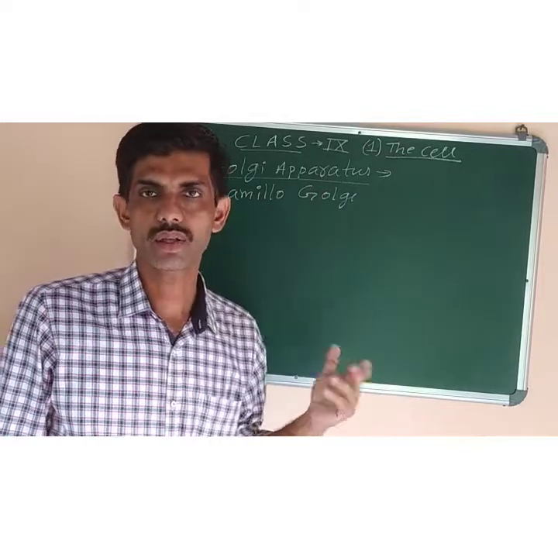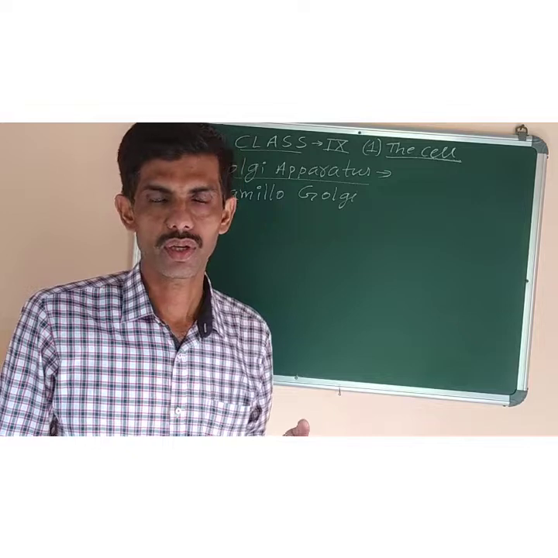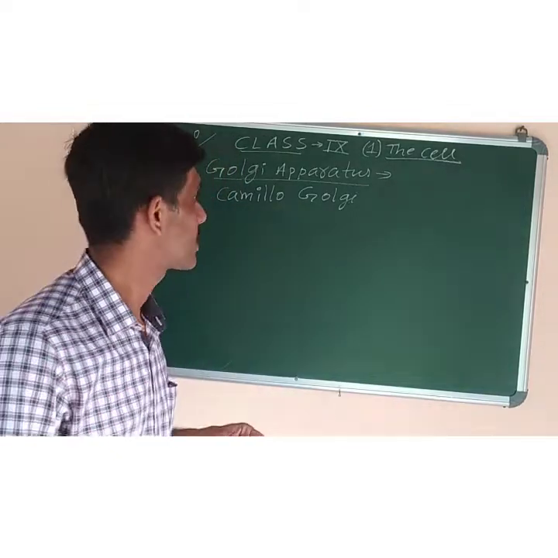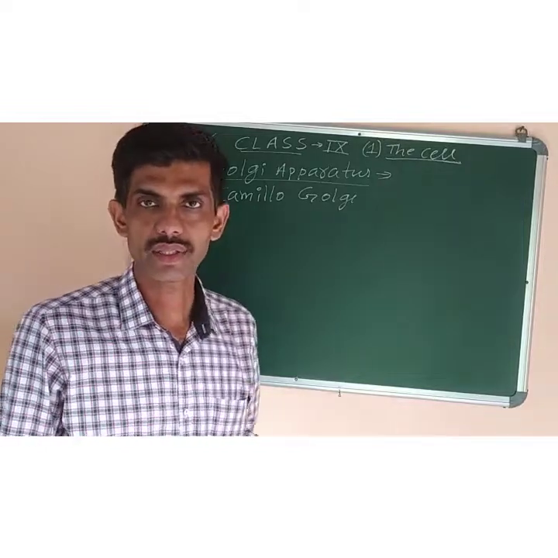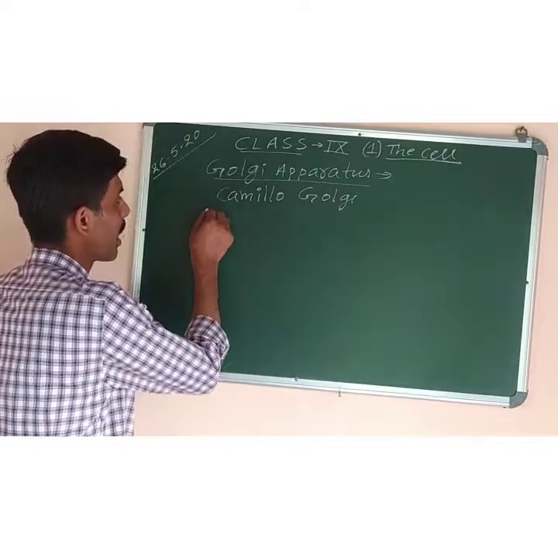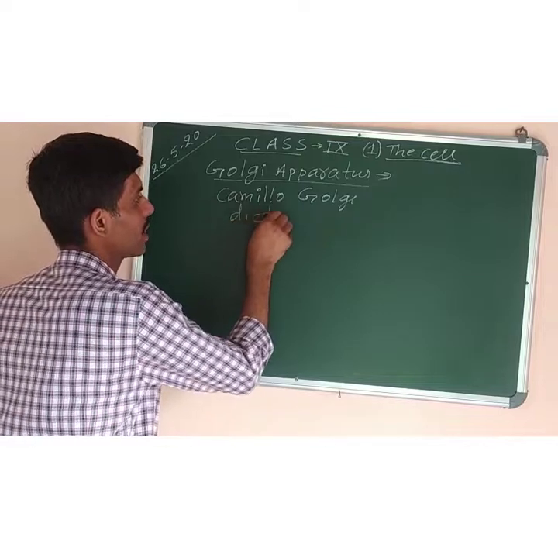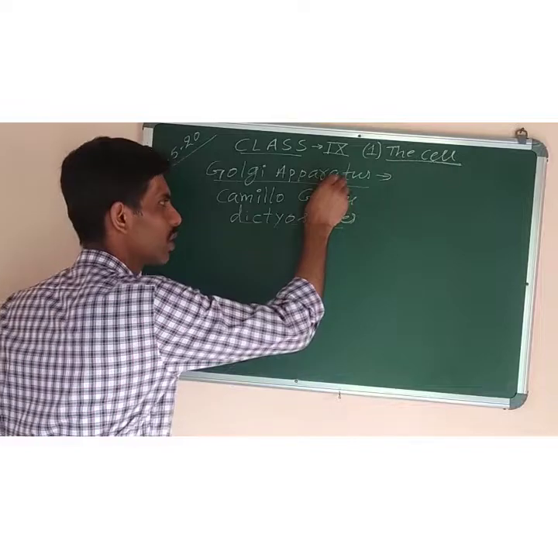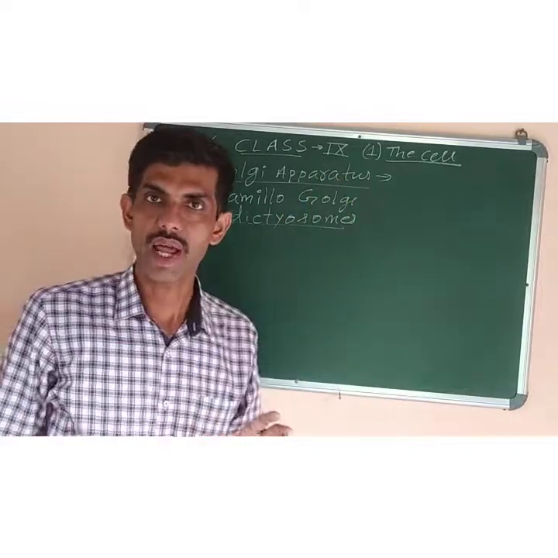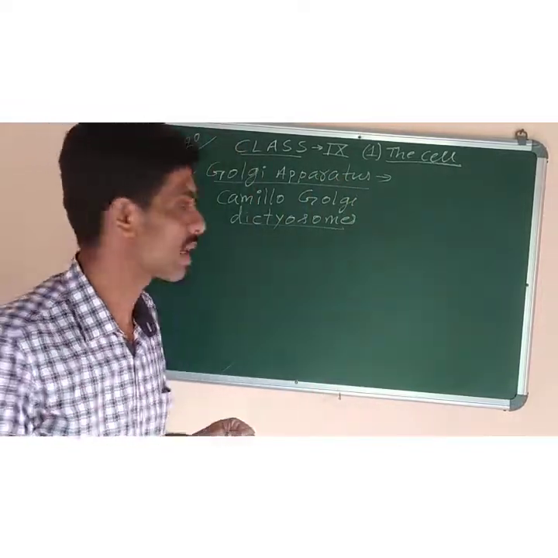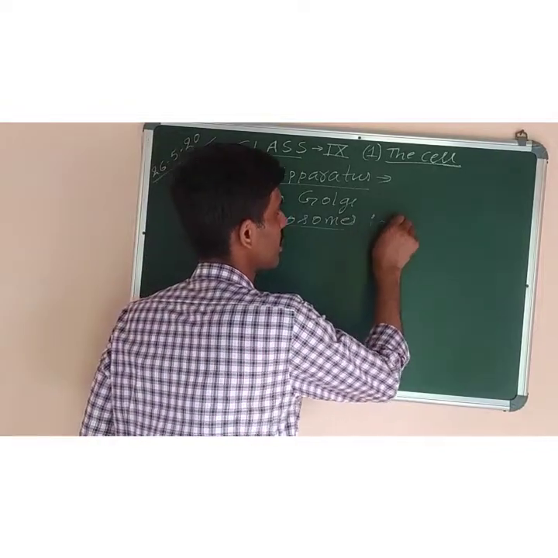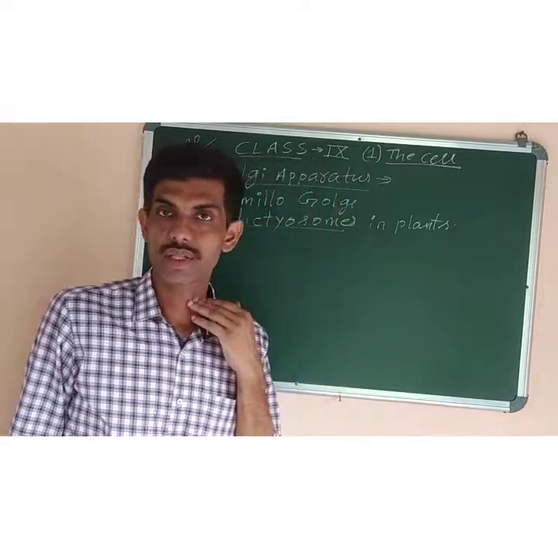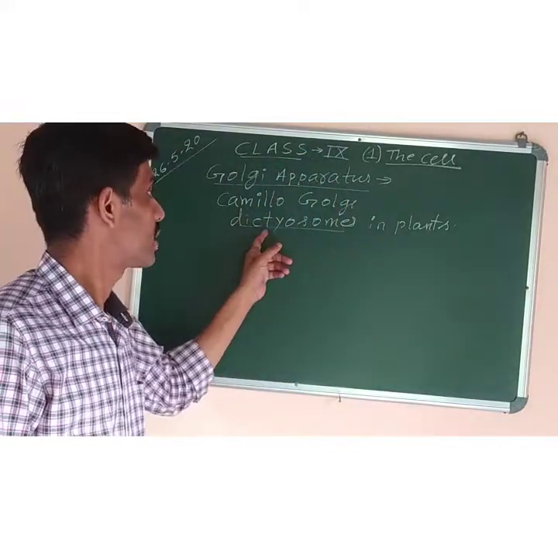It is also known as Golgi bodies, Golgi structure, Golgi membrane. So many names it is called. Now the next point you can write: Golgi apparatus in plant cells is known by a special name called dictyosomes. So what is dictyosomes? It is the name given to the Golgi apparatus which is found in plant cells. Dictyosomes in plant cells.